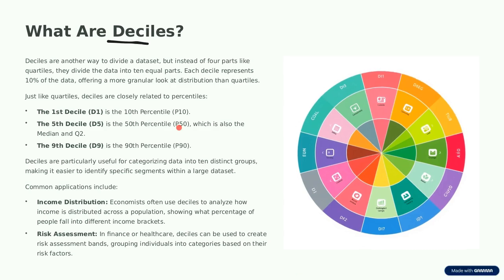Okay, so deciles are another way to divide a data set, but instead of 4 parts like quartiles, they divide the data into 10 equal parts. So each decile represents 10% of the data because it's divided into 10 equal parts. Just like quartiles, deciles are closely related to percentiles, so we have percentiles as the reference point. Okay, Bironke, you want to say something?